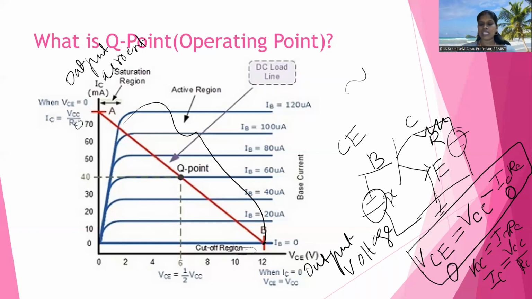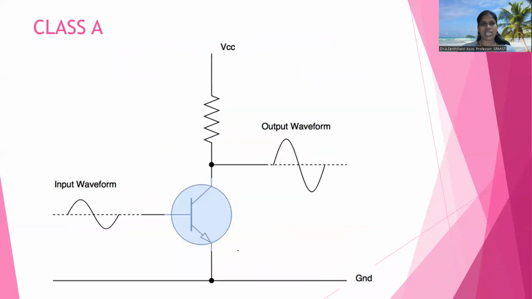Next, we will move to the classification. What is the first classification? Class A. This is a simple diagram. If you are referring to the internet and textbooks, you will see different types of diagrams. But for our syllabus, as a CSE student, we should know the simple diagram. The simple diagram is enough. In an exam also, you can draw this diagram alone. No need to draw the complex diagram.